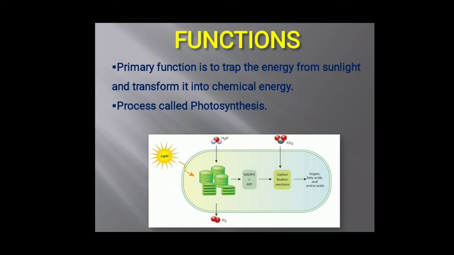All the cells which contain these plastids, that is either chromoplast or chloroplast or leucoplast, have the capacity to trap the sunlight and transform it into chemical energy. In this manner, the plastids are very useful for the plant cell.